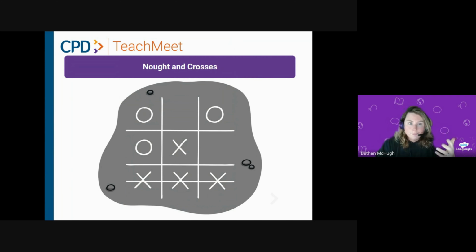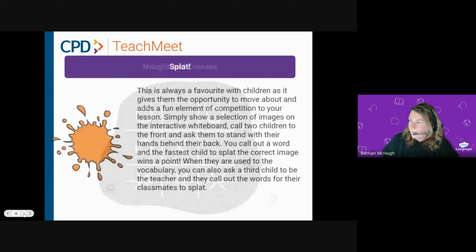Or you can number the noughts and crosses grid. They pick the number and then they have to do a task in order to get that space. Divide the class into two and they're playing noughts and crosses. It's the simplest way to have a quick team game without any preparation at all. It's really simple and it's always really popular.